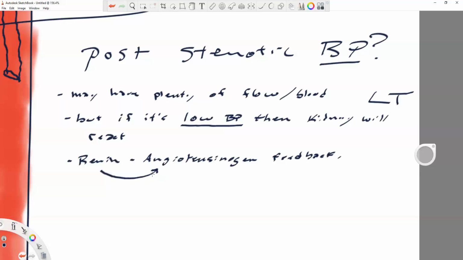And what that does is angiotensinogen is going to tell the entire body to raise the blood pressure. And so you, as the individual with a stenosis in the renal artery, now have high blood pressure.